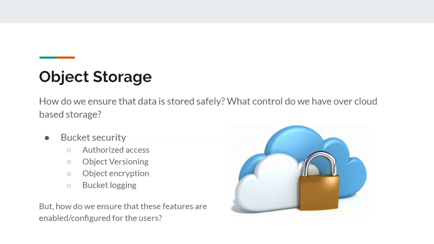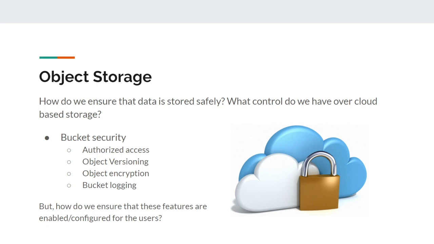So how do we ensure the data is stored in a safe way? When we're storing data with third-party cloud providers, what kind of control do we actually have on how secure that data is? Well, there are some things we can do. For bucket security, we can only allow authorized accesses to the buckets, make versions of the objects if they're being modified, and keep track of all of those versions or modifications. We can encrypt the objects, and we can generate logs for all events that happen in the buckets.